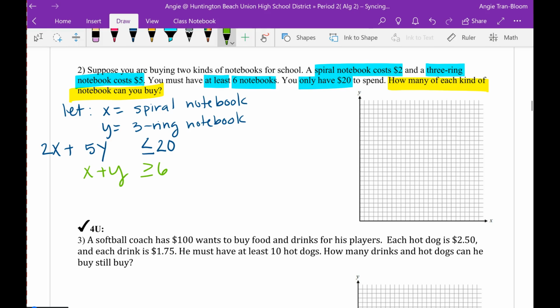So now we're going to go and label your x-axis and y-axis. X-axis gets what? Spiral notebooks. Turn your paper sideways to write 3-ring notebooks over here.